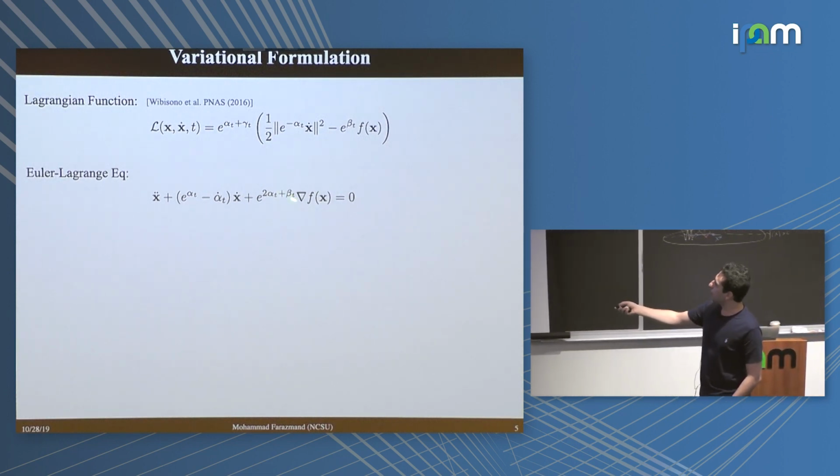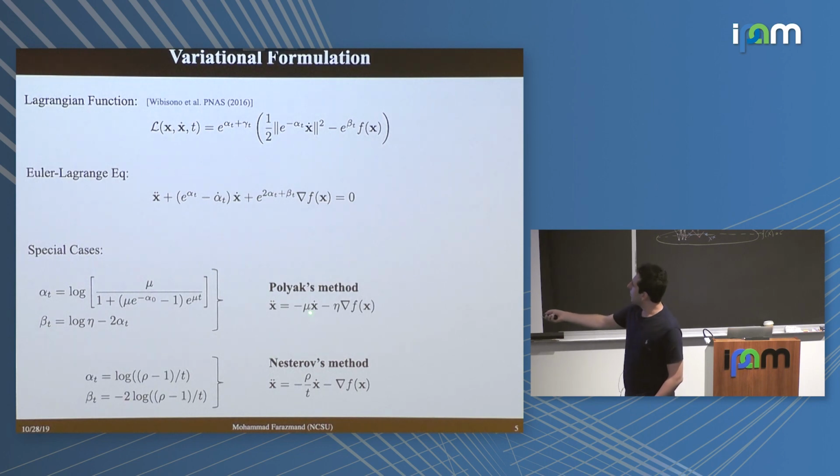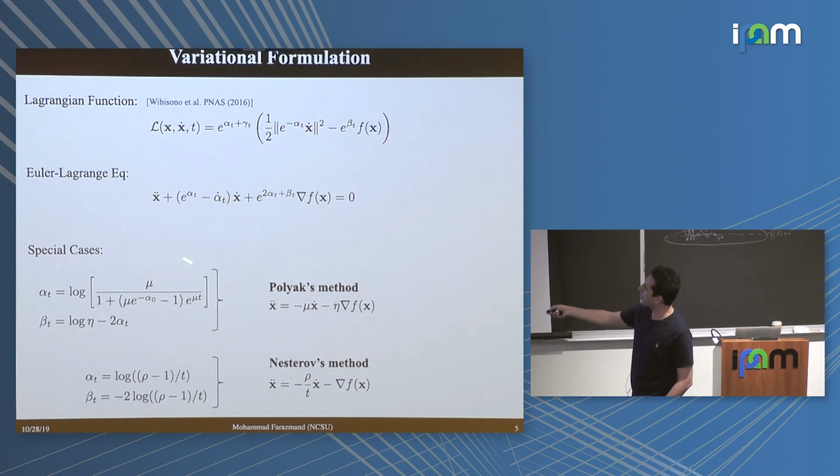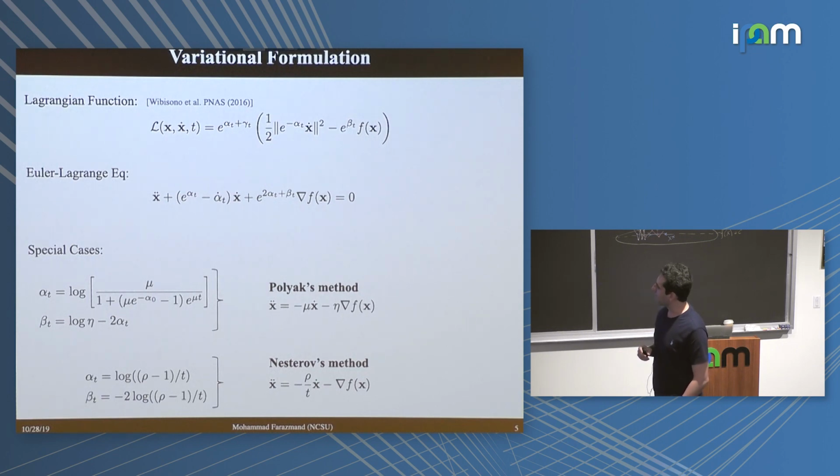So you get the Euler-Lagrange equations, and you see already that if you pick alpha in a way that this always remains a constant, and this also remains a constant, you get the Polyak method. So this becomes a constant, that becomes a constant. And that choice of alpha and beta looks very restrictive, but actually for any mu and eta for which these logarithm functions exist and they're well defined, you can define those alpha and beta, and you get the Polyak method. If you pick alpha and beta in a slightly different way, you get Nesterov's method. In that paper, they do a lot of other things as well, but that's the big message of the paper that I wanted to convey.